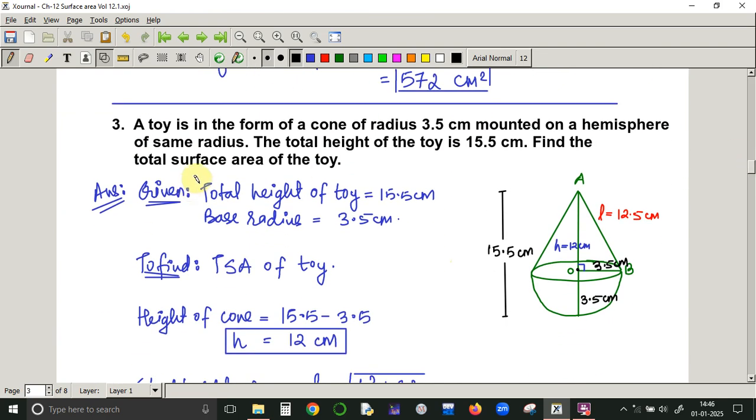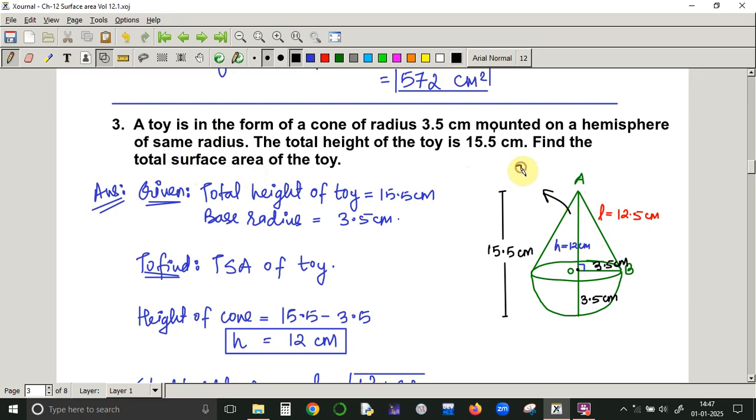Question number 3. A toy is in the form of a cone of radius 3.5 centimeter mounted on a hemisphere of same radius. So it's similar to the previous one. Instead of a cylinder, there is a cone. The total height of the toy is 15.5 centimeter. Find the total surface area of the toy.